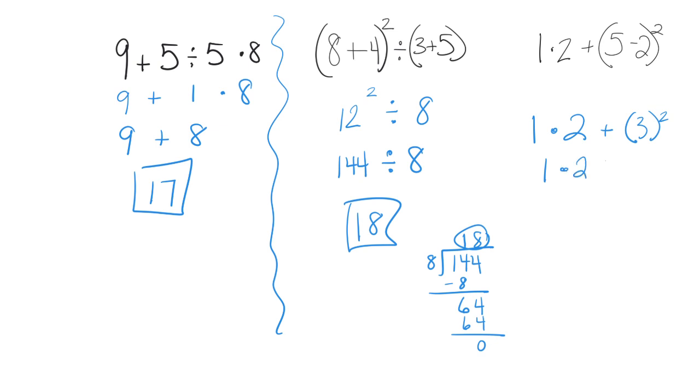So now I'm going to have 1 times 2 plus 3 squared is 9. All right, ready to move to multiplication and division. There is a multiplication step. Let's go ahead and do that. And then our last step is to add. And we end up with an 11.